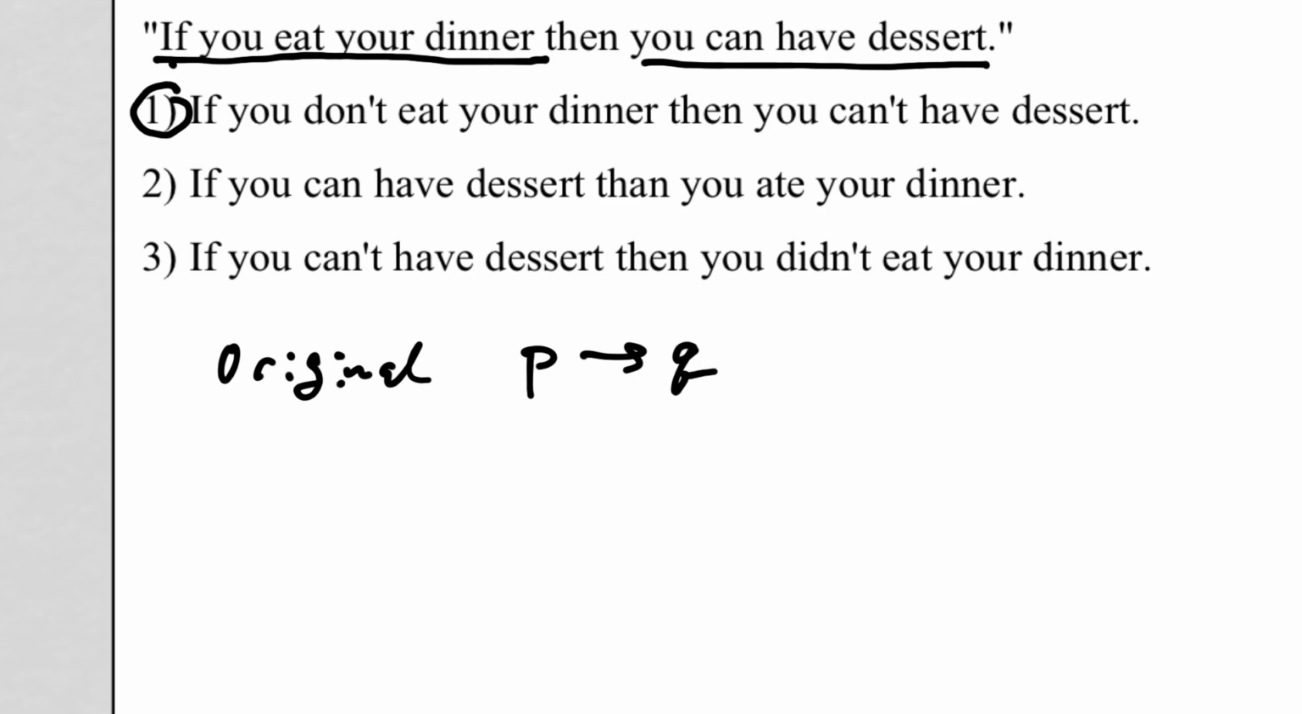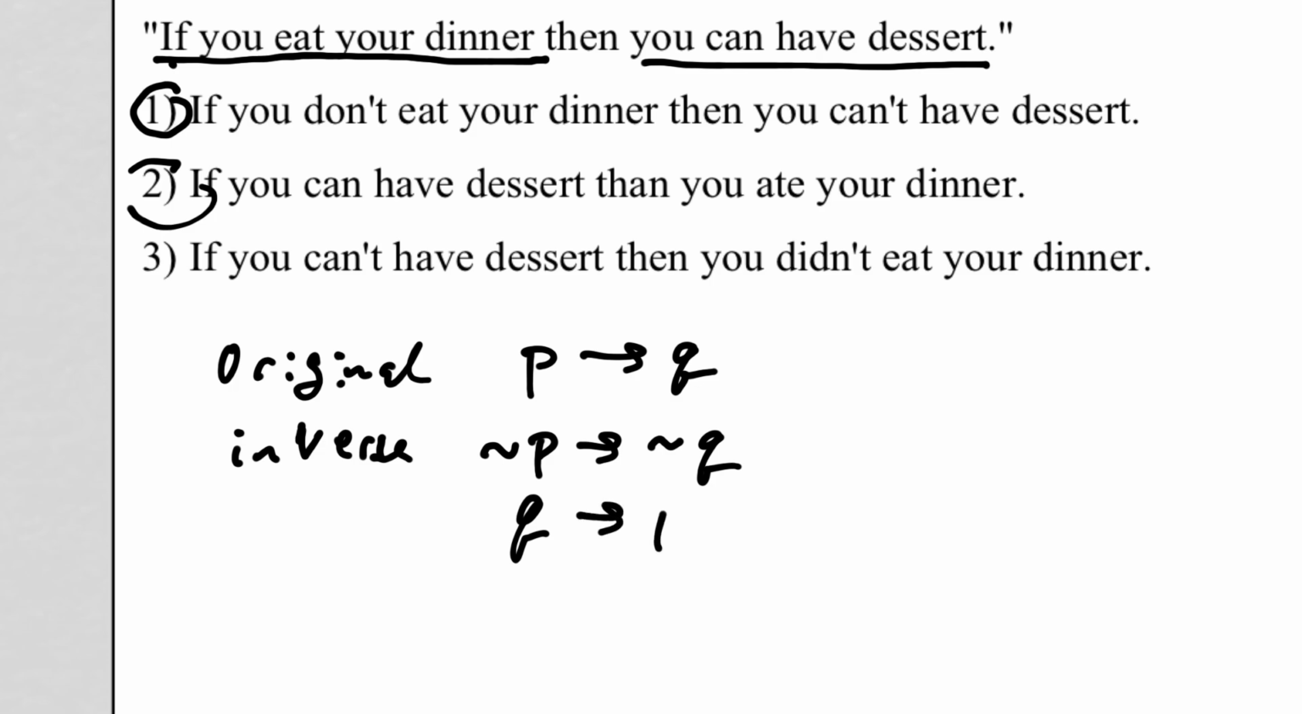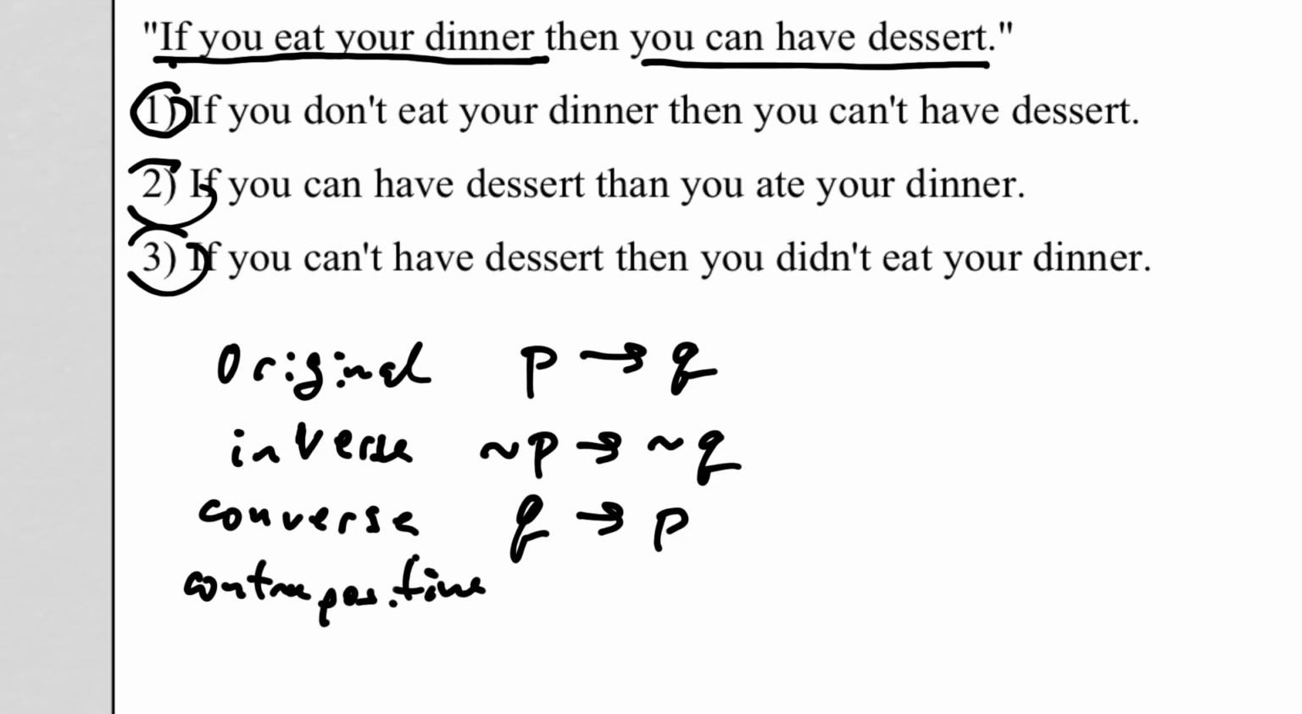A statement like this, if you don't eat your dinner, then you can't have dessert, which symbolically looks like that. That is called the inverse of the original. If you can have dessert, then you ate your dinner. That's Q implies P, and that is called the converse. And finally, if you can't have dessert, then you didn't eat your dinner. That's called the contrapositive. Not Q.